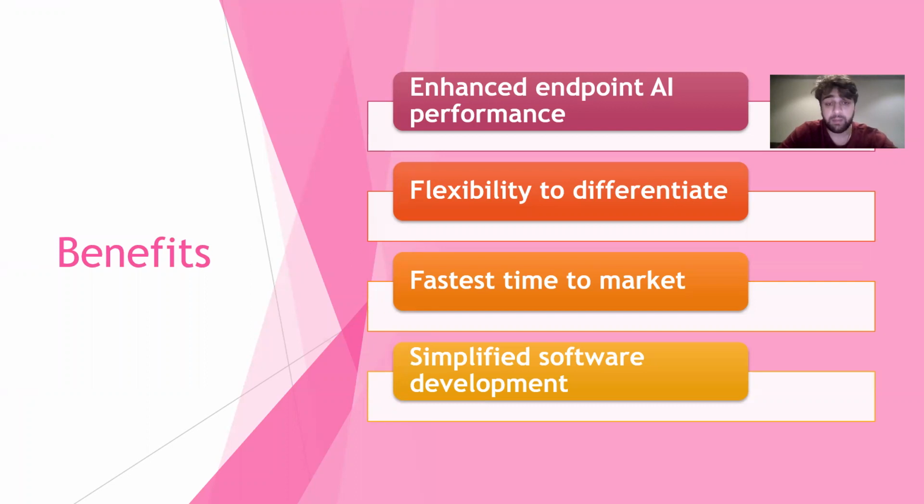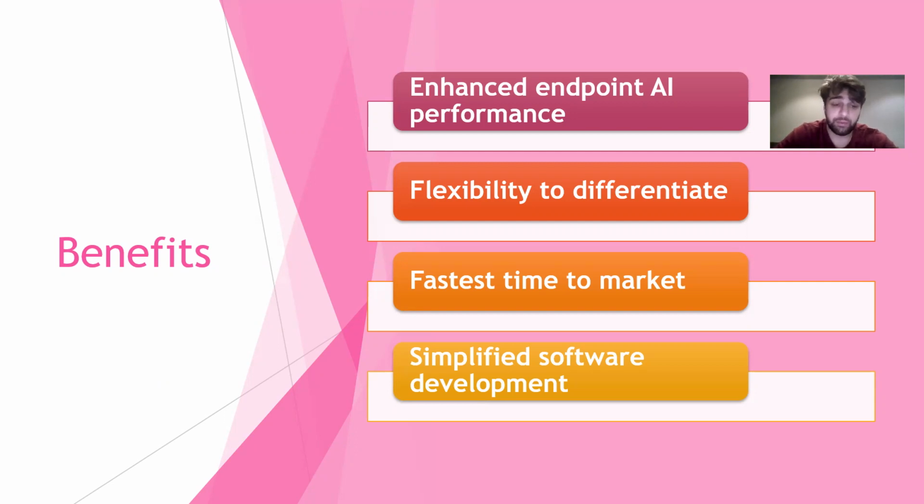So now I want to talk about the benefits of the Cortex M55. So first, as I mentioned before, enhanced endpoint AI performance. The Cortex M55 is the first processor based on ARM Helium technology with the highest, most efficient machine learning and digital signal processing performance for Cortex M.